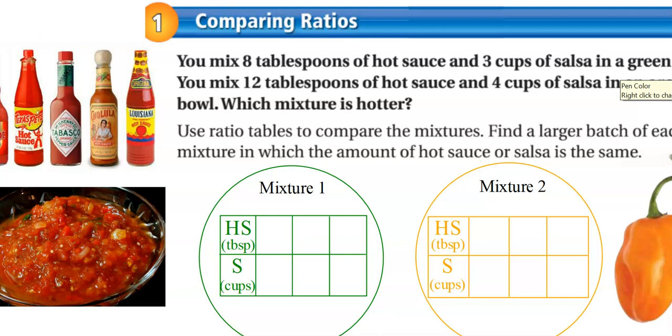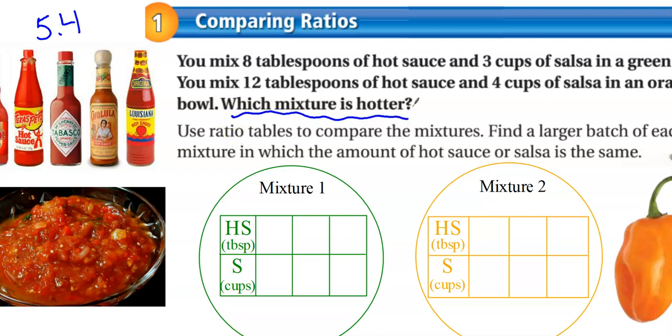Hello, this lesson is in your Big Ideas textbook and it is section 5.4, and we are going to be not only comparing ratios, but we'll also be graphing from a ratio table, if you remember how to graph in the coordinate plane. And so this question is deciding which mixture is hotter.